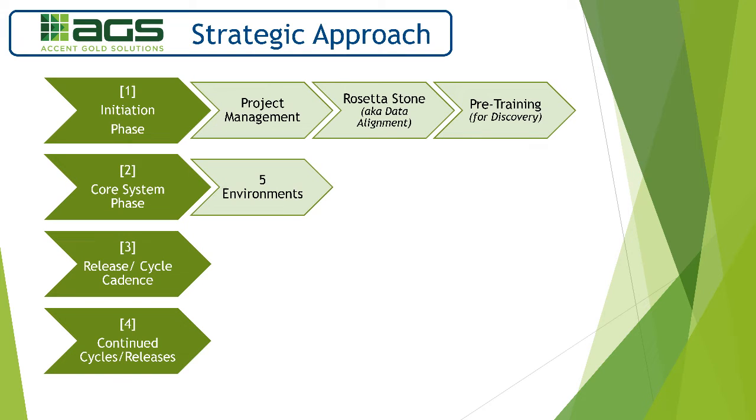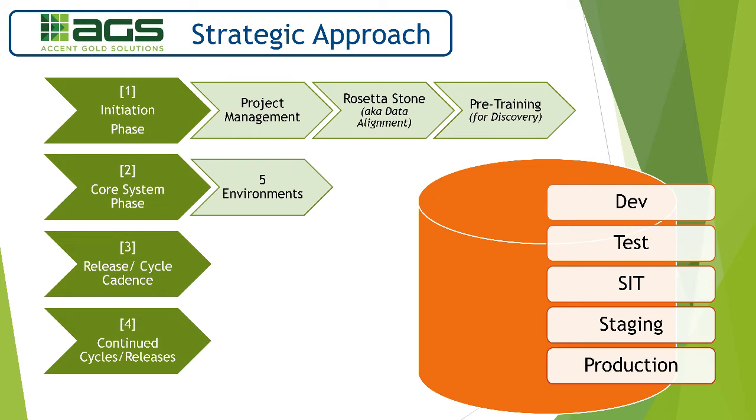We typically implement 3 to 5 environments. If it's 5 environments, then we typically have a dev environment, a development, a test environment, a SIT environment, systems integration testing. We also have a staging and a production environment. Not all implementations need all 5, but that would be for a larger implementation.